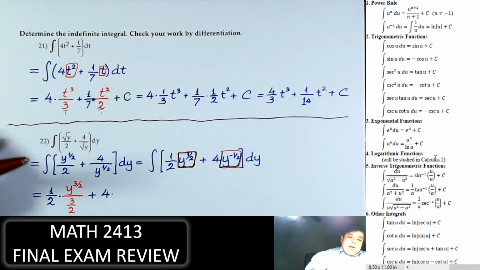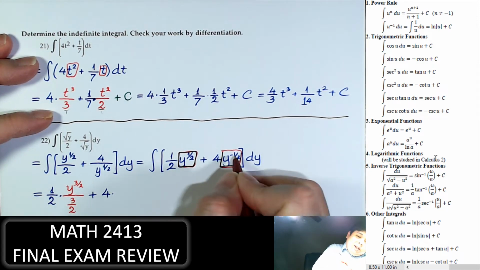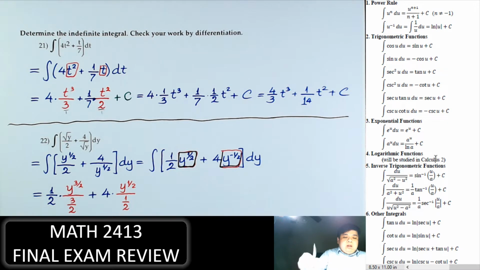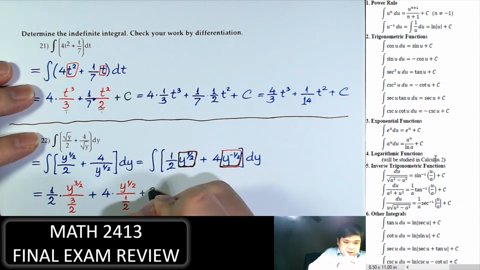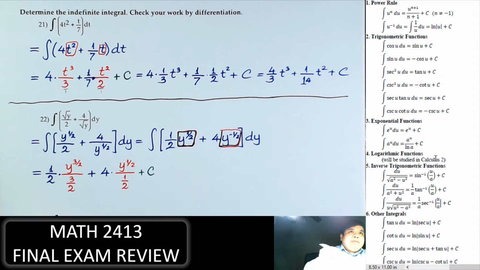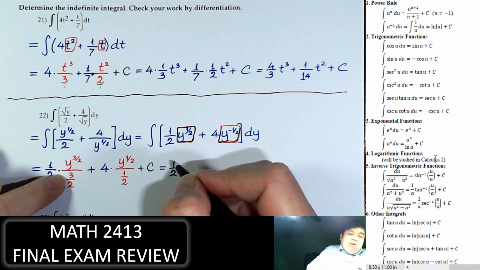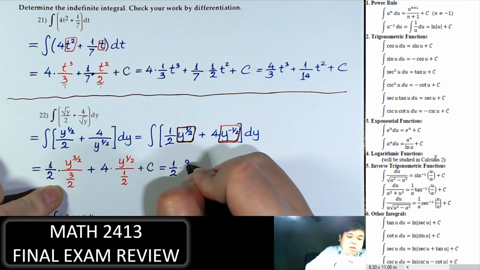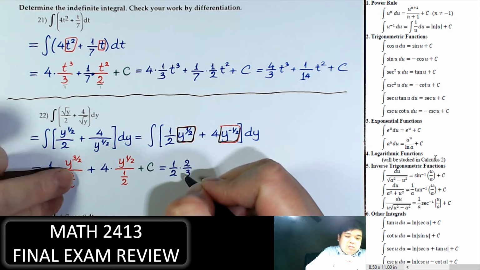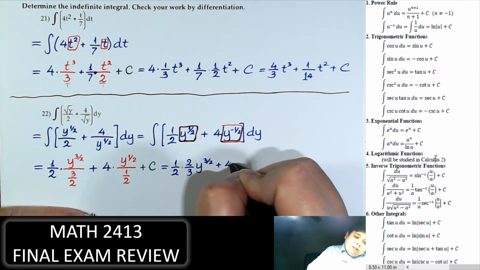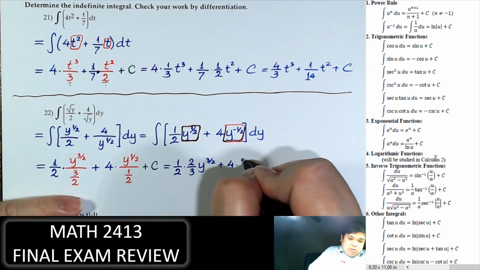Increase the power by 1. Negative 1/2 plus 1 is 1/2. Divide by the same thing, plus c. Right. Now we have 1/2. Divide by 3/2 is multiply by the reciprocal, 2/3. Yeah, flip it. 1/2, so that 2.